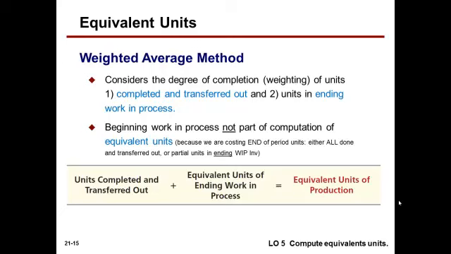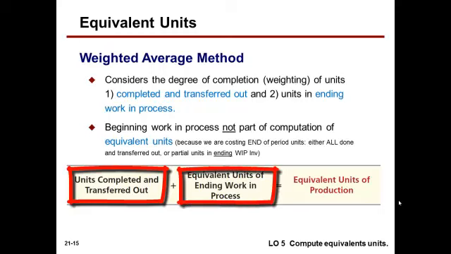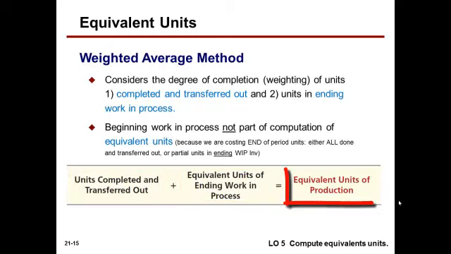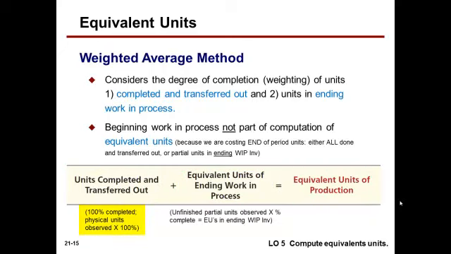Our formula is as below. Total units completed and transferred out, added to ending work in process equivalent units, is our total EUs of production for the month. So the fully transferred units out are multiplied times 100%. The ending work in process, the unfinished partial units times the percent complete, gives us an EU calculation in ending work in process units. Those two are added together to give us our total EUs of production for the period of time under consideration.